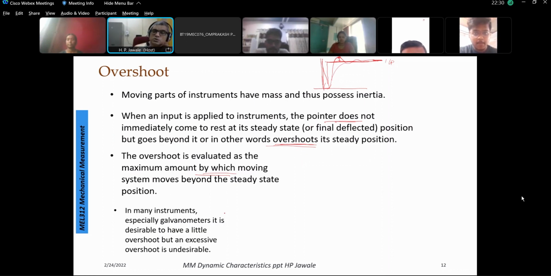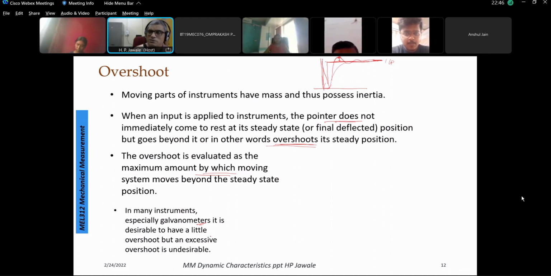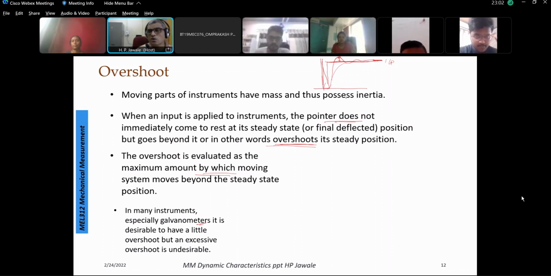So in most of the instruments we find, there are some elements which have an initial excitation, because of which there is overshoot seen, especially in galvanometers. It is desirable to have little overshoot. It is desired because we cannot make it zero. It is bound to be there, so many times it is even accepted or desired. But excessive overshoot is undesirable because otherwise the system will take a long time to settle down.